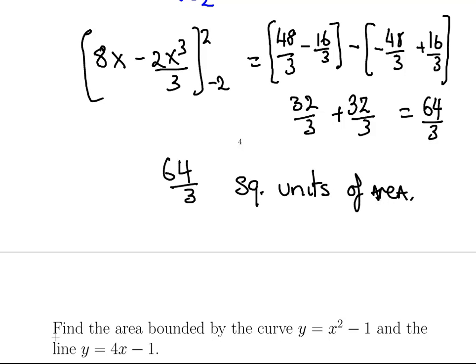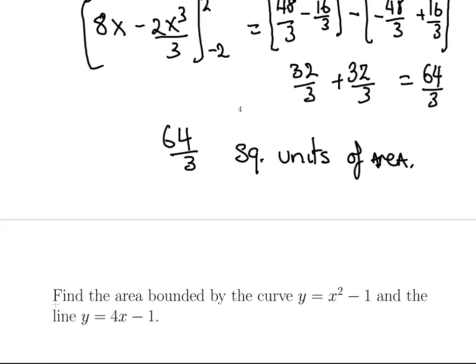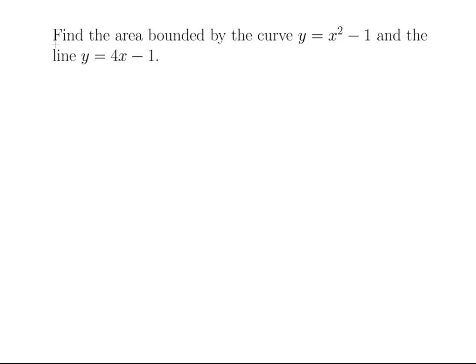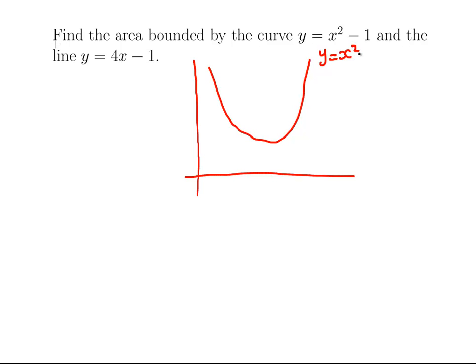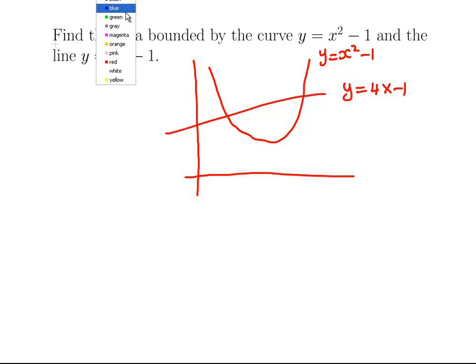So let's have a look at the second one here. What we have here: find the area bound by the curve x squared minus 1 and the line 4x minus 1. So again, x and y axis. Y equals x squared minus 1, so that's downward facing. And we have the line here, y equals 4x minus 1. And what we're interested in is this area here.